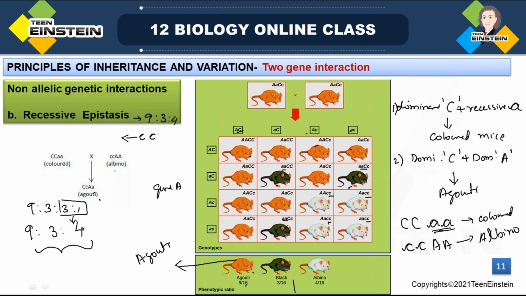With the help of this Punnett square, you can find out different possible combinations of gametes and different gametes which are forming after each cross. Okay, that's all.